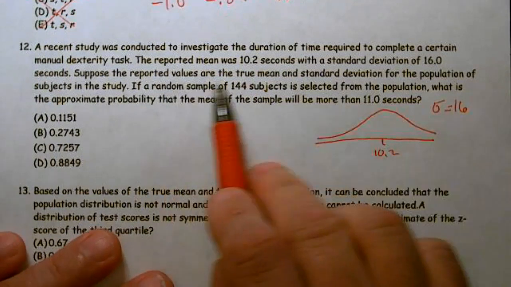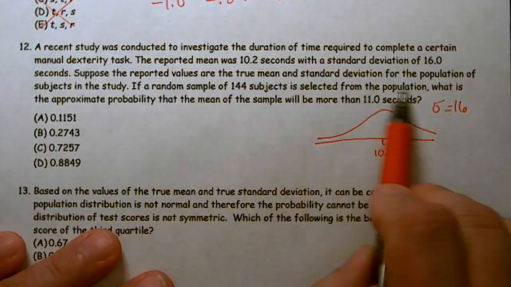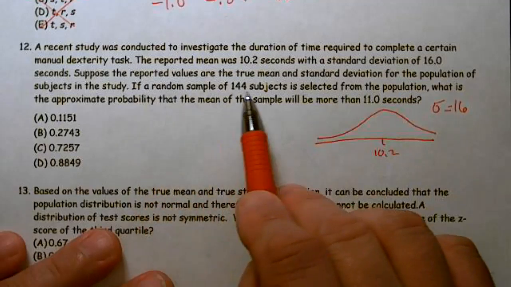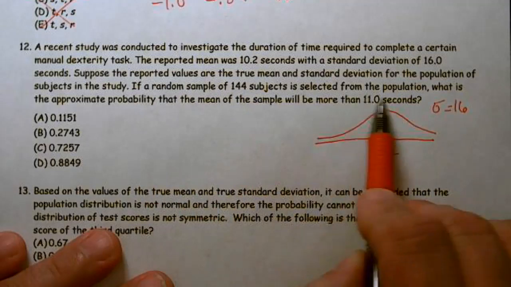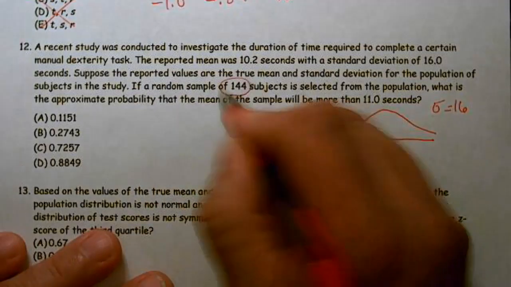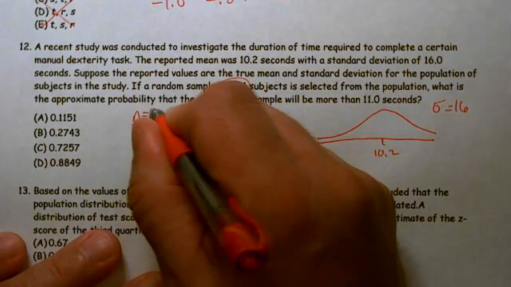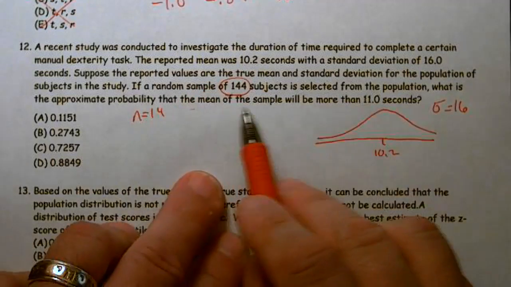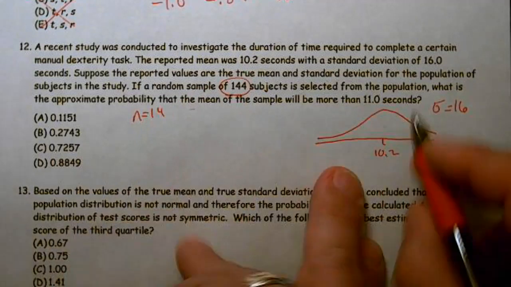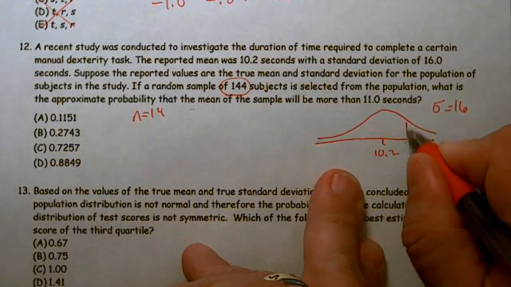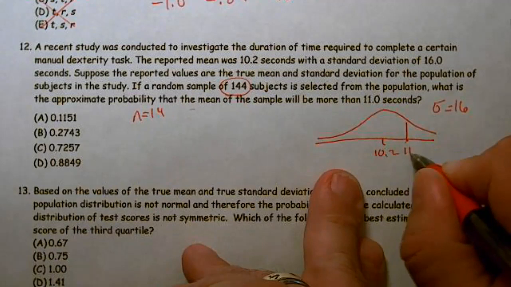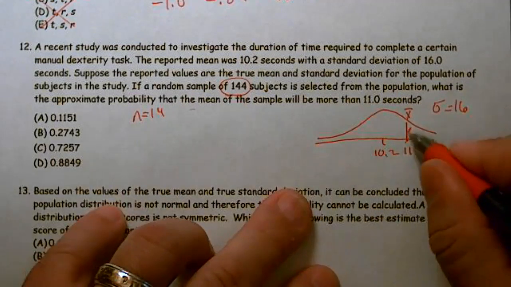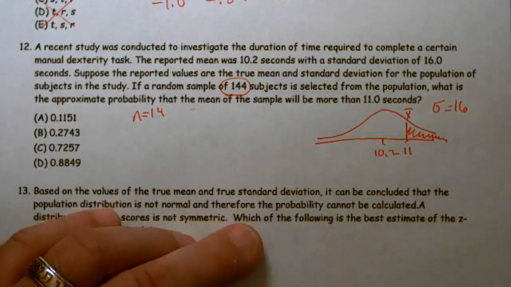Suppose the reported values are the true mean and standard deviation for the population of subjects in the study. If a random sample of 144 subjects is selected from the population, so n equals 144, what is the approximate probability the mean of the sample will be more than 11 seconds? So we're looking for the probability that the mean will be more than 11. So that means we're looking for the probability that X bar is greater.